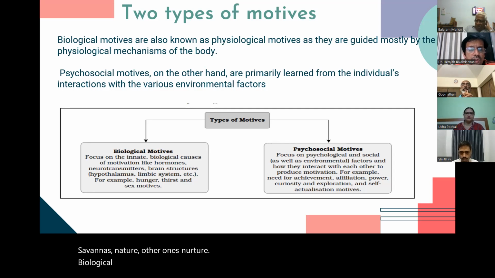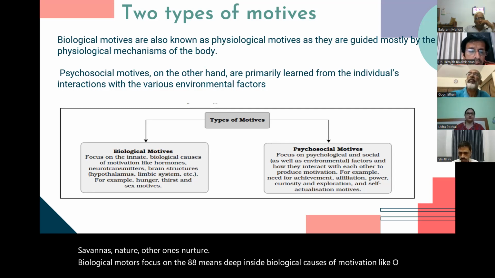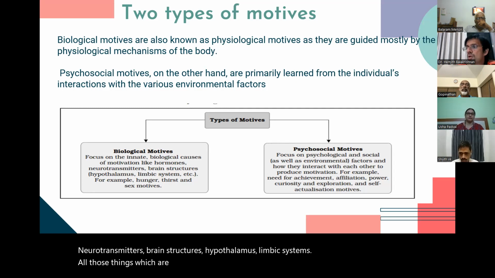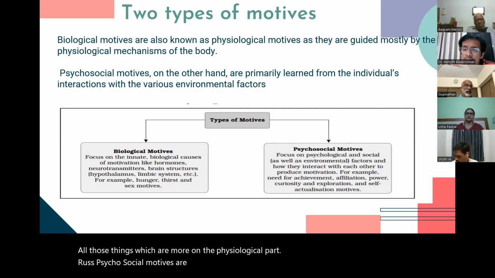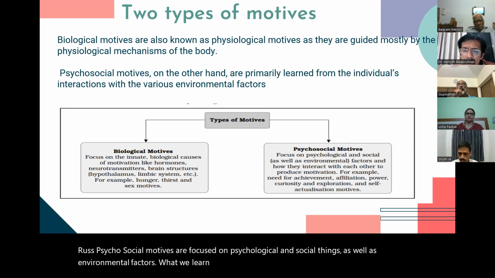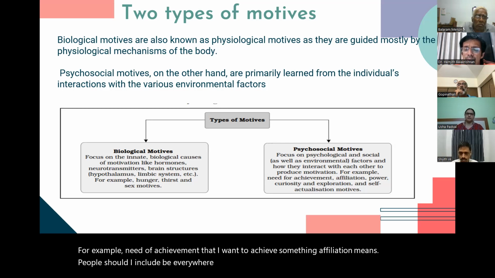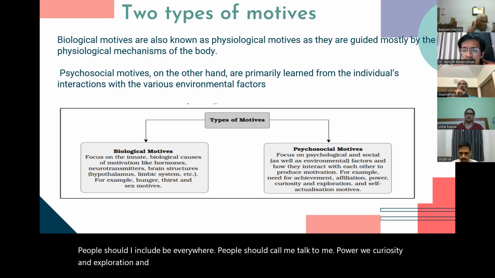Biological motives focus on the innate. Innate means deep inside. Biological causes of motivation like hormones, neurotransmitters, brain structures, hypothalamus, limbic systems, all those things which are more on the physiological part. Whereas psychosocial motives are focused on psychological and social things as well as environmental factors. What we learn, we acquire. For example, need of achievement, that I want to achieve something. Affiliation means people should include me everywhere. People should call me, talk to me. Power, we all know, curiosity and exploration, and self-actualization motives.